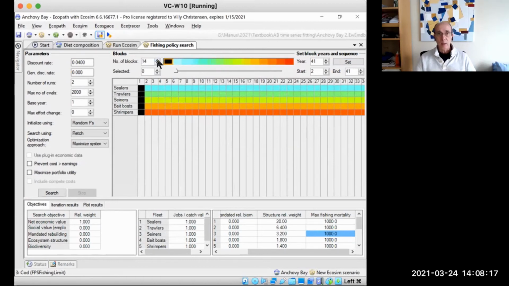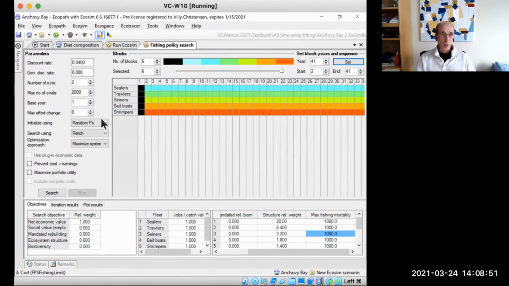We could have many more. We could, for instance, decide, oh, I would like for sealers to have a rebuilding for some years, and then another thing happening later on. That would all be fine to do. I'm going to go back again to the default here. So that's the colors. The number of blocks and which one you selected is just because if you have a lot, you may not be able to see which one it is. Not so important.